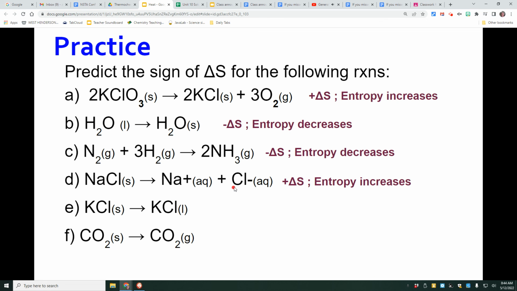All right, in E, see if you can predict the sign for that one. All right, we're going from a solid to a liquid, and liquids can move around. Those particles in a liquid can move around more than in a solid. And so in this particular case, we have a positive delta S. We're headed towards more disorder. Our entropy is increasing. And then in F, see if you can figure out the sign of delta S for this one.